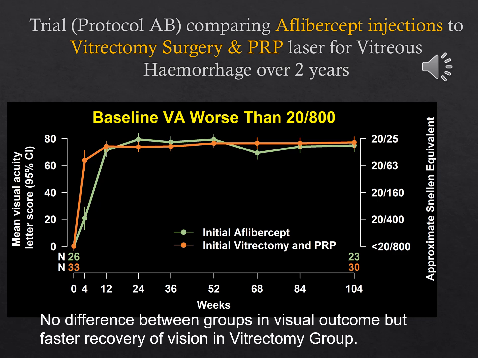This slide shows the results of the study called Protocol AB, which looked at the treatment for vitreous hemorrhage, comparing aflibercept injections, i.e. anti-VEGF, to vitrectomy surgery and PRP laser. The study followed the patients for 2 years. The results showed that there was no real difference between the two groups in terms of visual outcome, but there was a faster recovery of vision in the vitrectomy group.